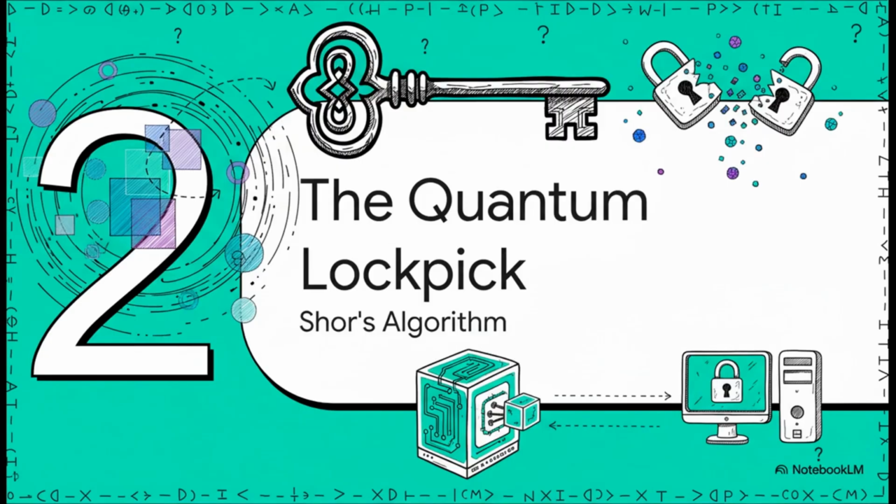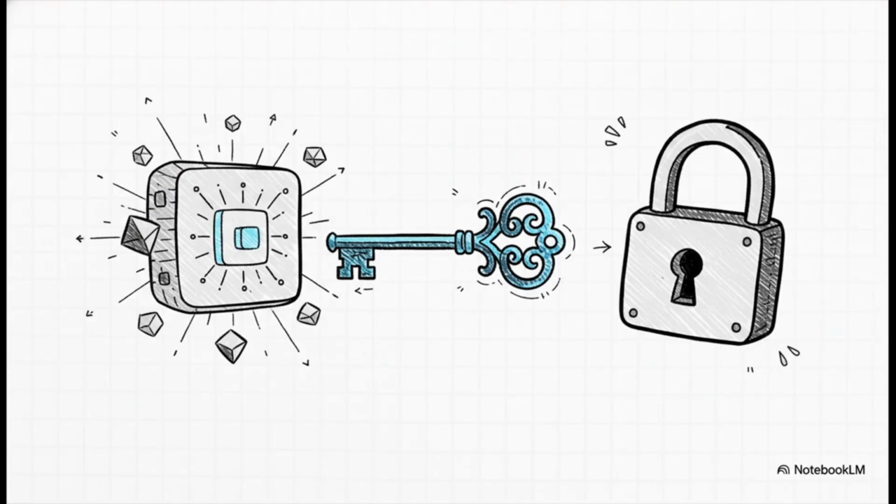But, as you've probably guessed, there's a new kind of computer coming. The quantum computer. And this thing, it just doesn't play by the same rules. It has a master key. Now, the real threat isn't just the machine itself. It's a very specific program, a recipe that it can run. It's called Shor's algorithm, and it is the ultimate lockpick for our old RSA system.